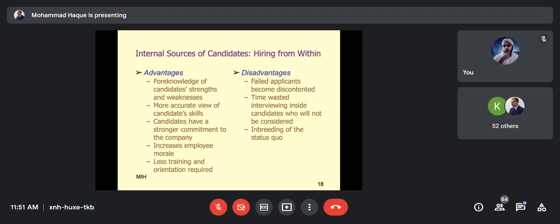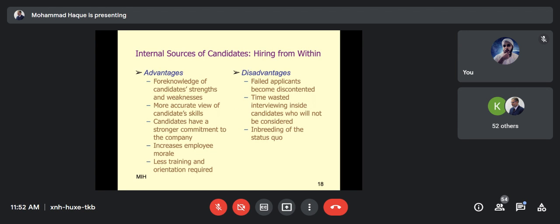The advantage of having internal candidates is that they will have foreknowledge of candidates' strengths and weaknesses, because you already have those employees working. Then more accurate view of candidates' skill. Candidates have a strong commitment to the company because they feel that they are being given chance for upward movement. It increases employee morale, and less training and orientation especially is needed.